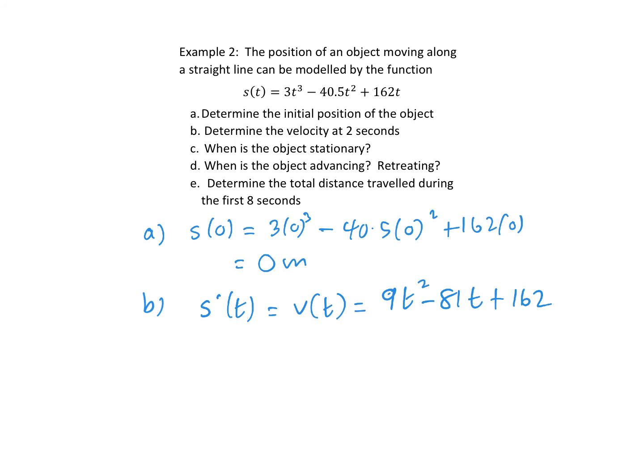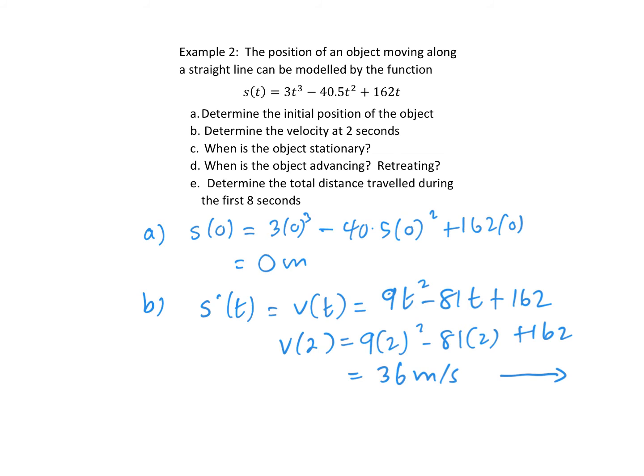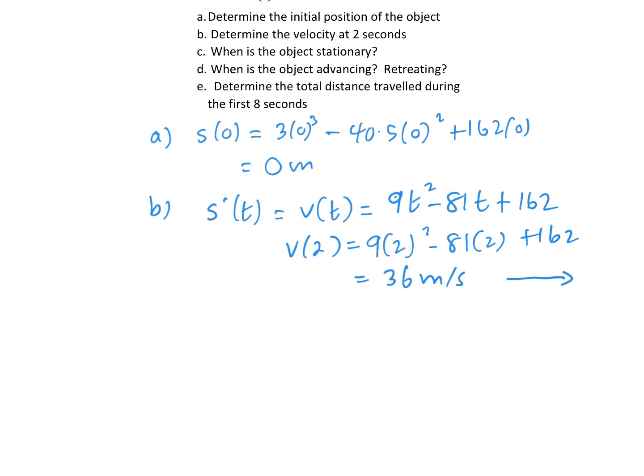Once we have that equation of the velocity, we can then sub in 2 seconds to find the velocity at that point. And that works out to be 36 meters per second. So it is moving in the positive direction. When is the object stationary? Well, the object is stationary when the velocity is 0.